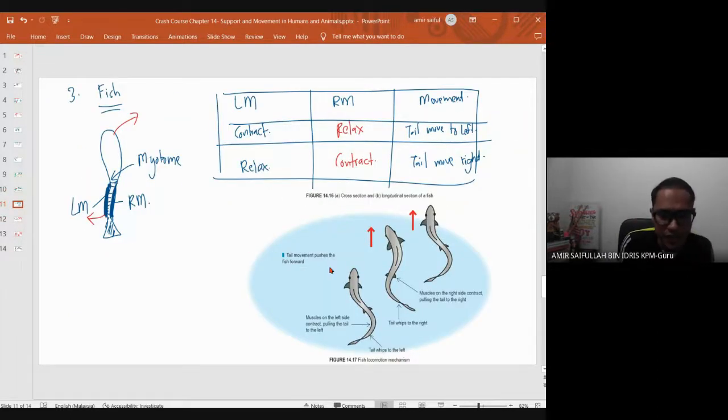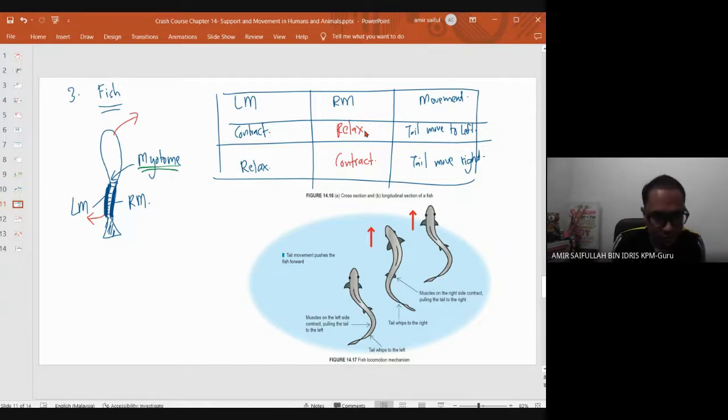So fish, they move because they have myotome. In your textbook you can see that their muscle is a W-shaped one. Their muscles are all in W shape. So that one is their muscle in their body. This muscle is called myotome.